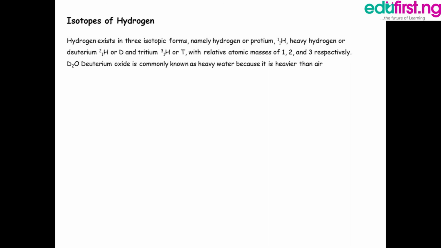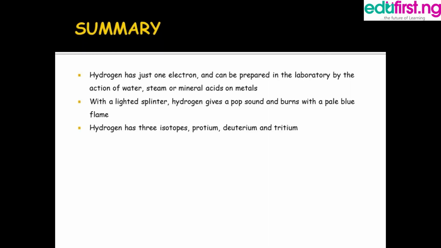So let's come to the end of this class with a summary. Hydrogen has just one electron and can be prepared in the laboratory by the action of water, or of mineral acids on metals. With a lighted splinter, hydrogen gives a pop sound and burns with a pale blue flame. That's the test for hydrogen. Hydrogen has three isotopes: protium, deuterium, and tritium.